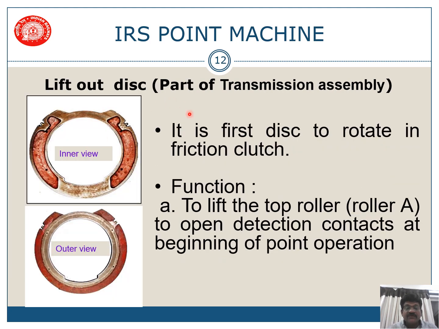Lift out disc. So in this lift out disc, this is the first disc to rotate in the friction clutch. First disc to rotate in the friction clutch means when your point operation starts, generally you can observe it only when you do it using a crank handle. क्रैंक हैंडल जब आप यूज करेंगे तो आपको ये पता चलेगा कि ये पहला डिस्क है जो मूवमेंट शुरू होता है और it will lift the top roller. लिफ्ट करने में ये हेल्प करती है जिससे आपका डिटेक्शन कॉन्टैक्ट ओपन हो जाता है.